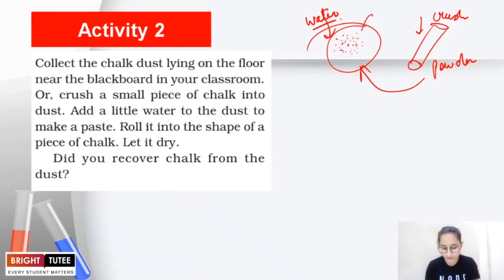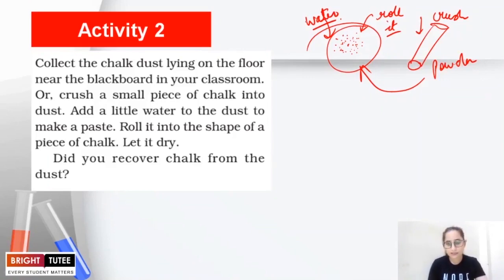You have to add water and you have to roll it in the form of a chalk. Surround it with the help of a paper, right? You have collected the dust, you have added water to it, you have rolled it into the shape of a chalk. Now you can either place it in a dry place, or you have to let it dry and you will obtain the chalk back again.